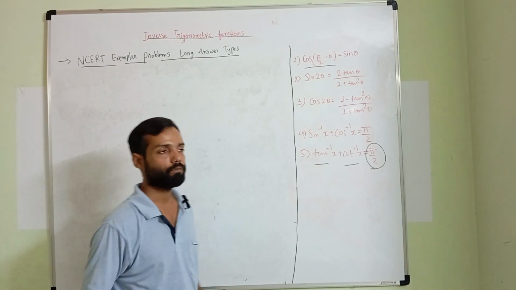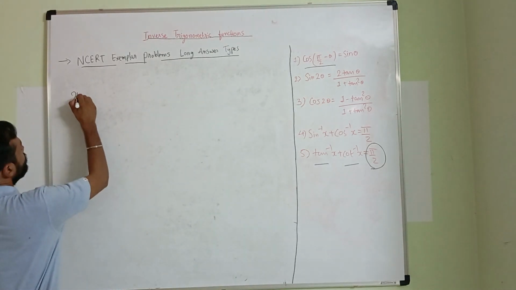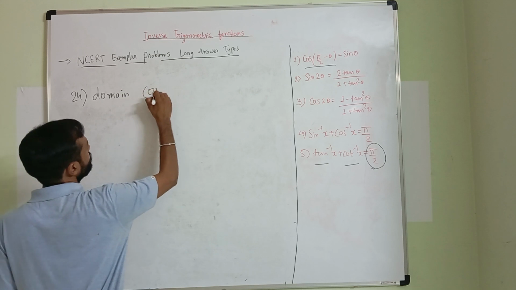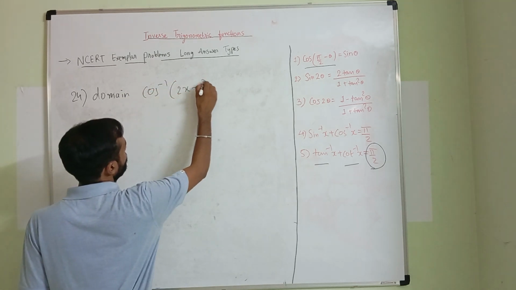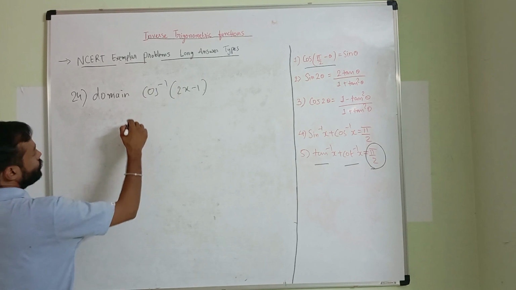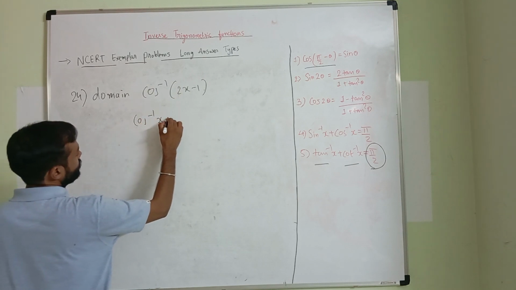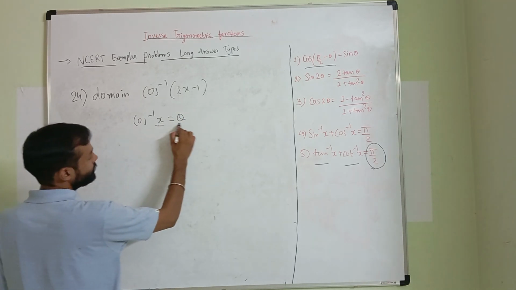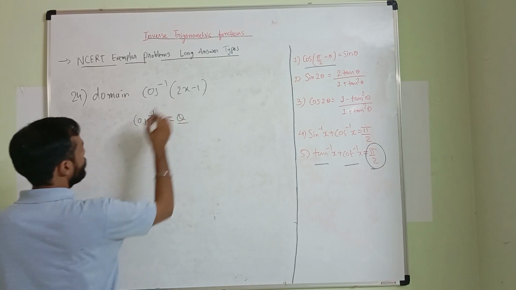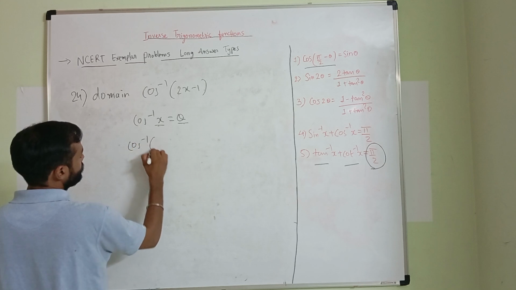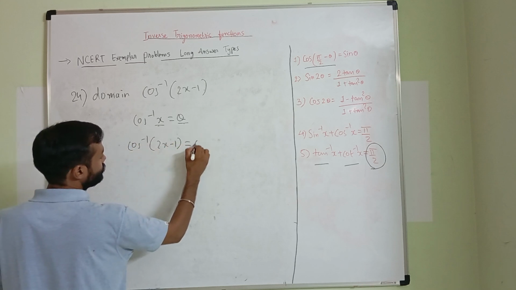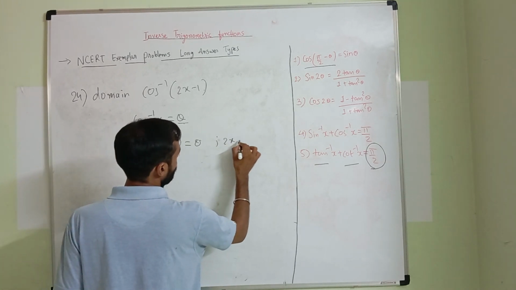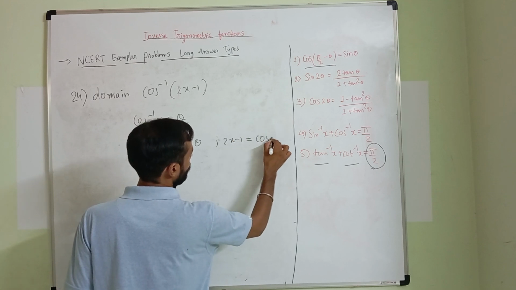Next is example number 24. It is asked to find the domain of cos inverse of 2x minus 1. We know that if cos inverse of x is equal to theta, then x is the domain and theta would be our range. So now assuming cos inverse of 2x minus 1 is equal to theta, 2x minus 1 will be equal to cos theta.